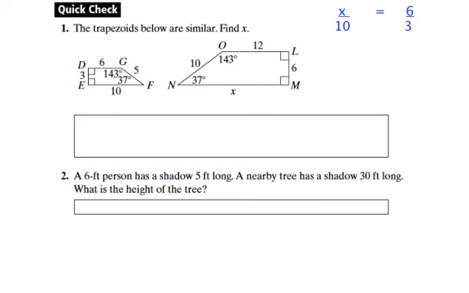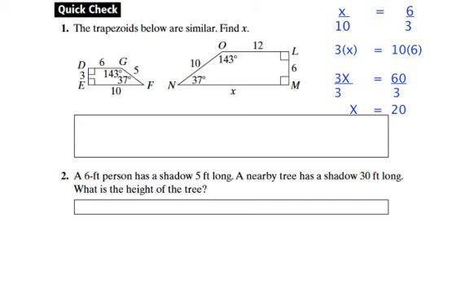Now you're ready to cross multiply. 3 times x and 10 times 6. 3 times x is 3x. 10 times 6 is 60. Now we divide both sides by 3. 3x over 3, the 3s cancel out, leaving x. 60 over 3 equals 20. So x equals 20.